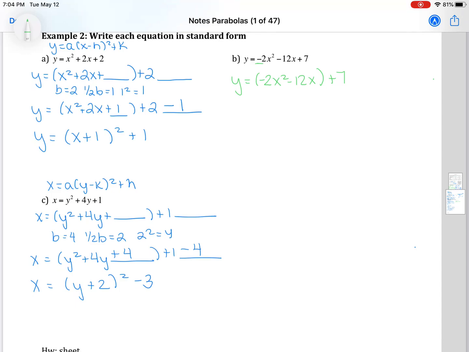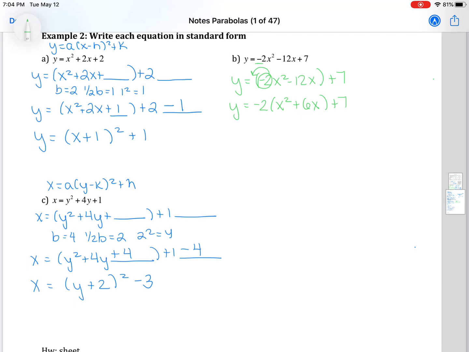What we have to do is you can't have any variable in front of the x squared. So we have to take out this -2, sort of like a GCF. But we are only taking it out of the two values that have a variable. So I'll take it out of the -2x squared minus 12x. You are not touching the 7. Okay? So when you do that, when you take out the -2, you get -2 parentheses x squared plus 6x.